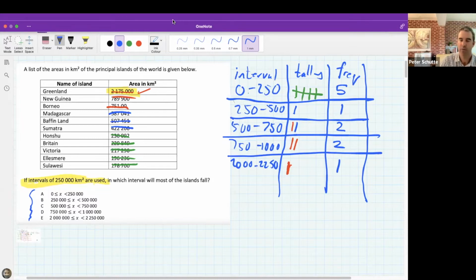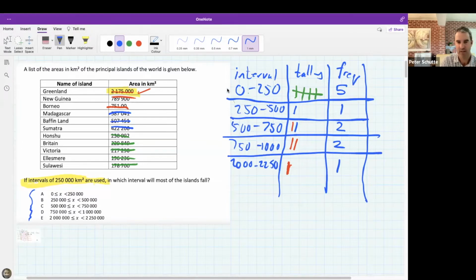Loretta has given an option. Who else has an idea about which interval most of the islands fall into? I think once you have a table which has a frequency count, it's much easier to see what is going on. Today the focus in our lesson is shifting to what we call grouped data. We're grouping the data into intervals, and we're learning to work out statistics for groups of data.